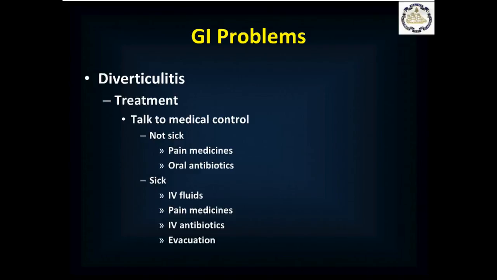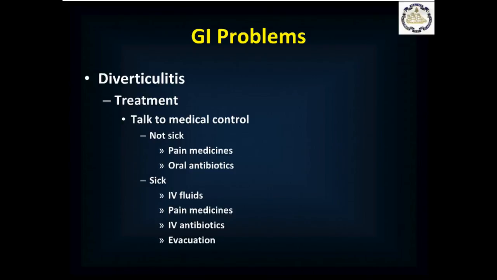Now, if you think someone has diverticulitis, talk to medical control, and your big clue on this is going to be they have a previous history of diverticulitis or diverticulosis, and they say this feels like their previous diverticulitis. So you talk to medical control. If they agree with you and the patient's not sick, they have no peritoneal signs, their vital signs are normal, they don't have a fever, you may be able to keep them aboard with pain medications and oral antibiotics. And keep in mind that pain medications, particularly narcotic pain medications, tend to be constipating, so you'll probably need to put them on a stool softener as well to help control that, because the constipation can actually make things worse.